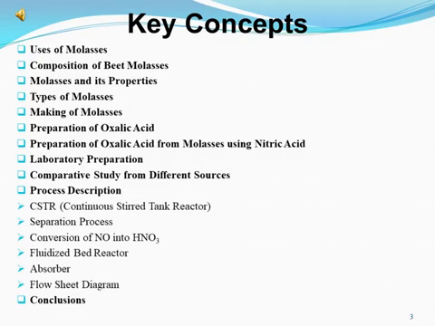Process descriptions include CSTR, continuous stirred tank reactor, separation process, conversion of NO, nitric oxide, into hydrogen nitrate or nitric acid, fluidized bed reactor, absorber, flow sheet diagram, and last one we discuss conclusion.